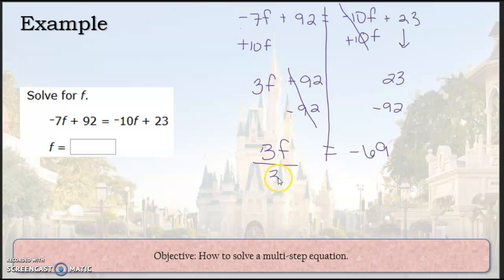And then, I told you most of the time you get to divide at the end, so we're going to divide by 3. And f equals negative 23. You don't have to put the parenthesis. You can just type it into Excel with the negative sign.